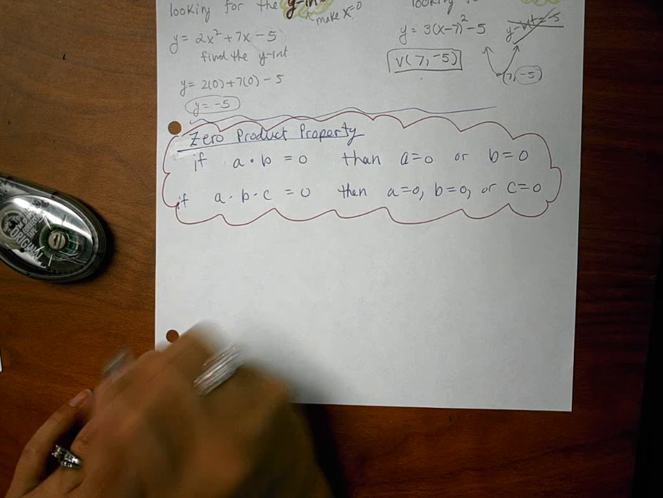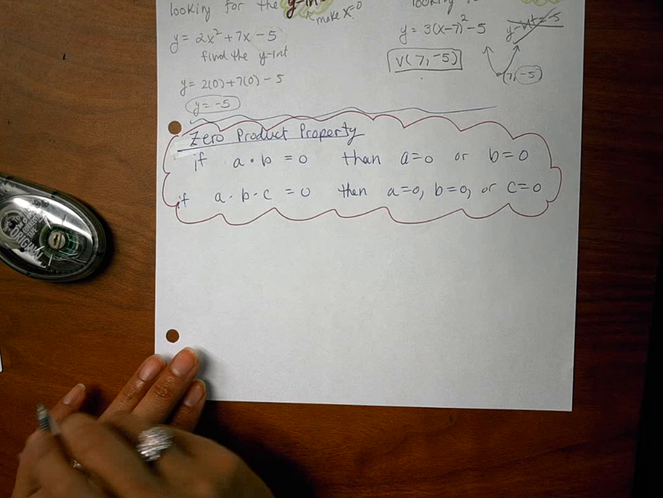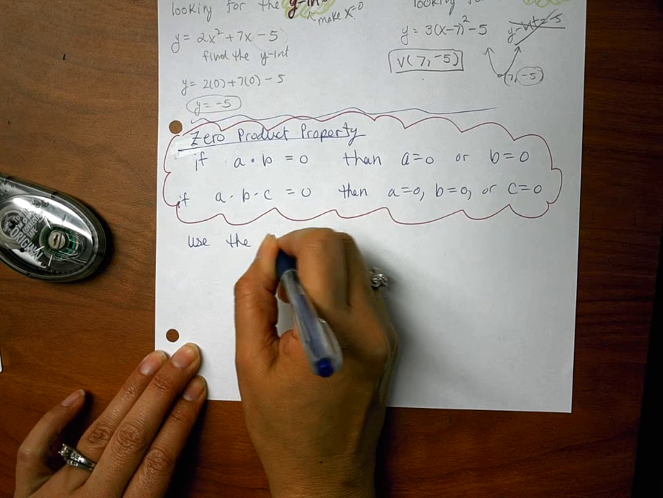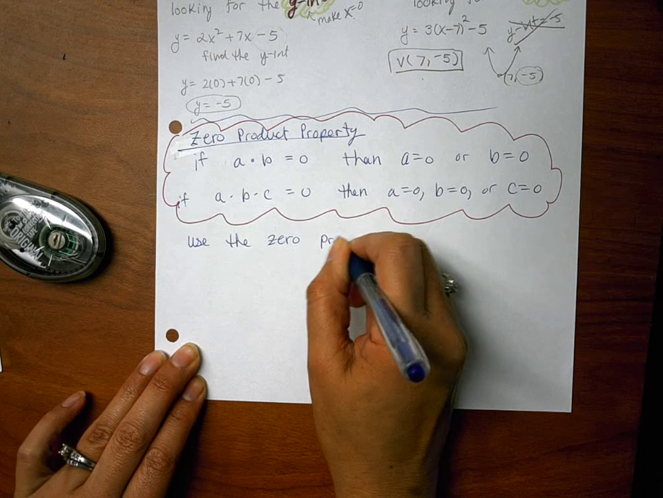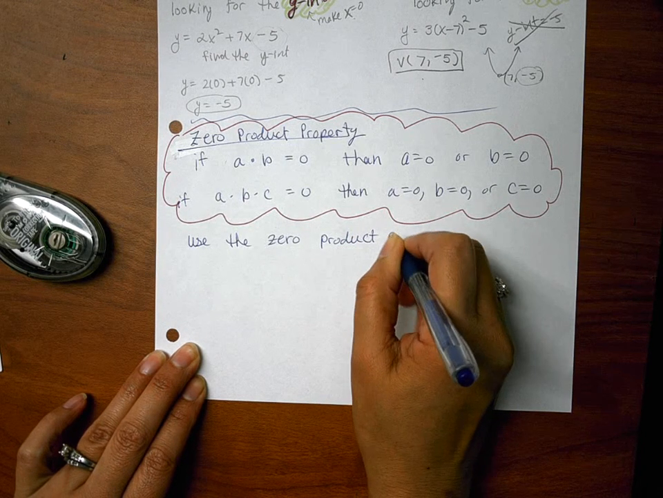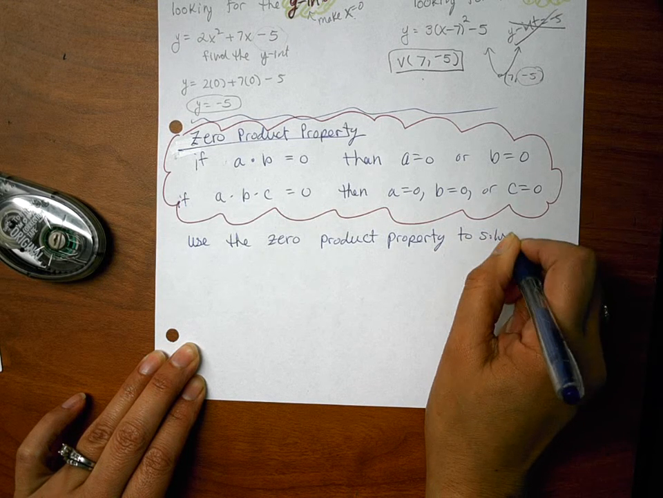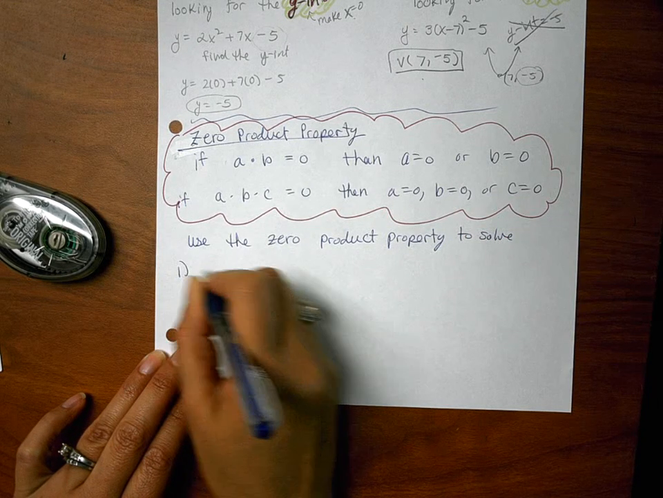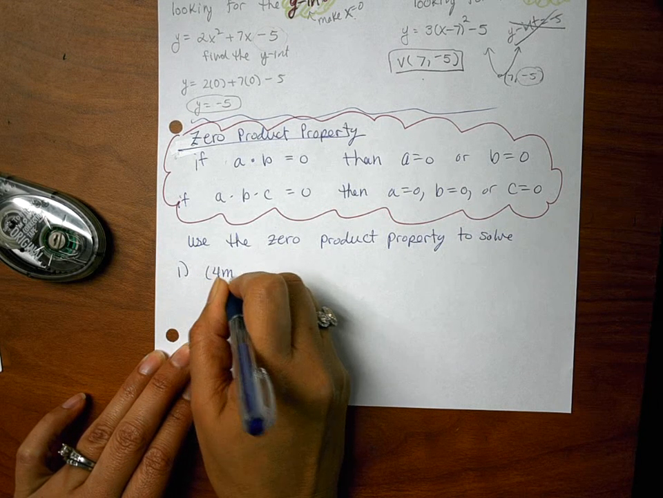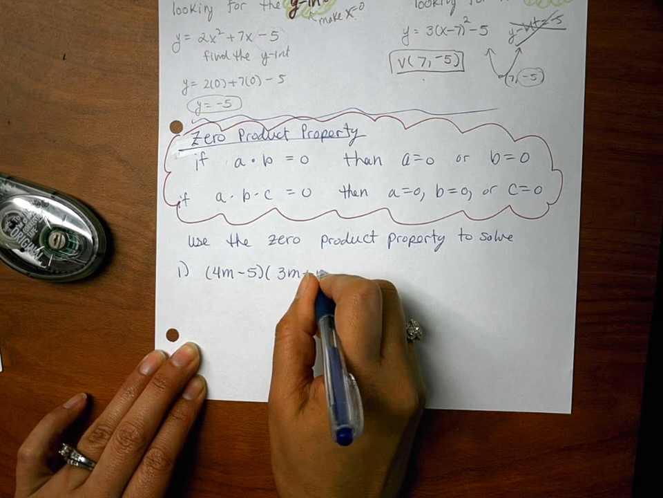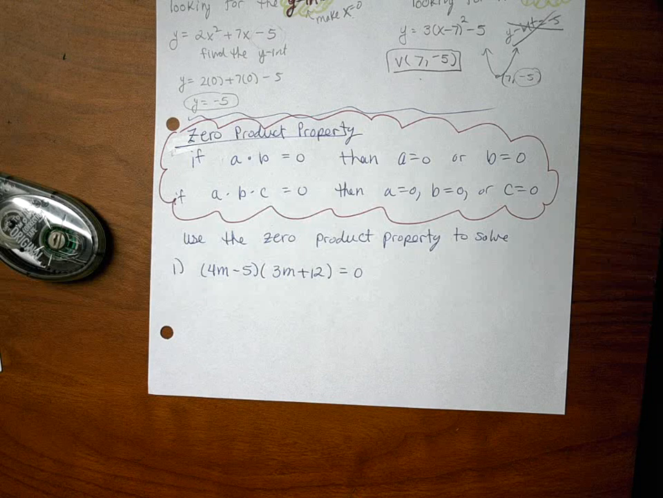Okay, we are going to use the zero product property to solve. All right, number 1, the quantity 4m minus 5 times the quantity 3m plus 12 equals 0.